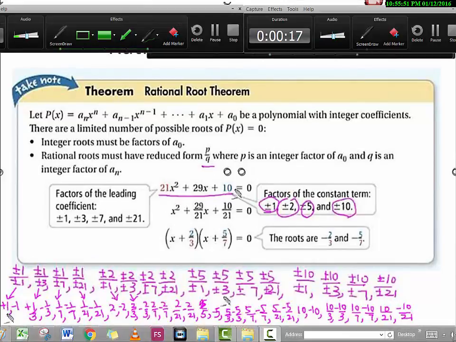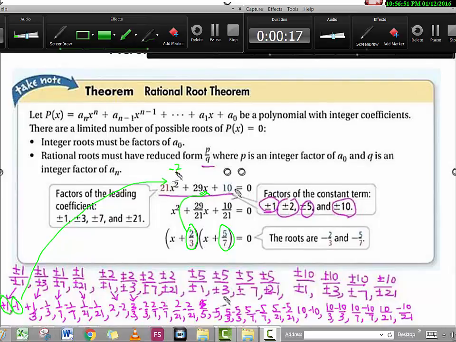The question now is, among all these possible rational roots, which one is the right one? It's a lot of work, but we still have to do it by plugging every single possible root back into the original equation and testing to see if it equals zero. Remember the factor theorem: if we evaluate the possible root and the result is zero, that means it is a factor and it is a root. So technically we have to try every single one. After we try every single one, we find that when you plug in, the root is negative 2 over 3.